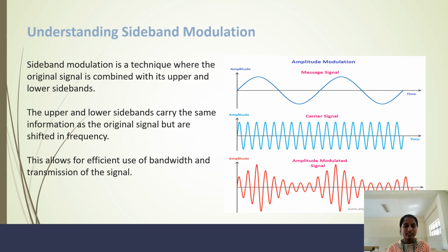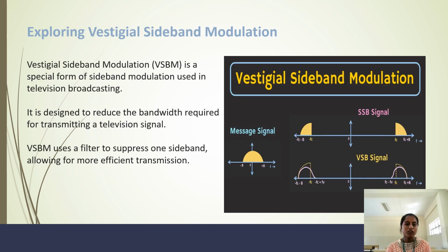Let's understand sideband modulation. Sideband modulation is a technique where the original signal is combined with its upper sidebands and lower sidebands. The upper sidebands and lower sidebands carry the same information as the original signal but are shifted in frequency. This allows for efficient use of bandwidth and transmission of the signals. In this picture, we can see the message signal, carrier signal and also the amplitude modulated signal which generates the waveforms. Next, we go for exploring vestigial sideband modulation.